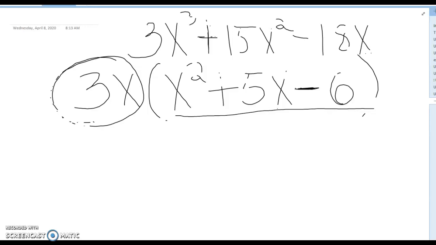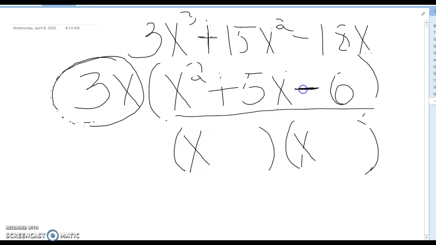I'm going to factor this. This looks familiar from the problem before. The only thing that we have to worry about is now we have a negative sign right here. So I'm going to write my x and my x. And when this sign is negative, that means one of my signs is positive and the other is negative. Because that's the only way to get that last number negative is by multiplying these two together.